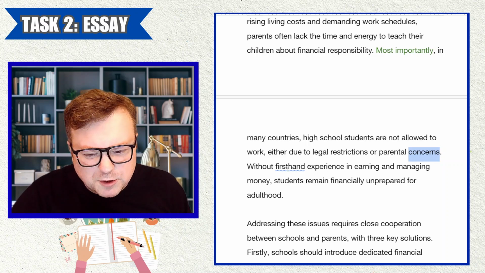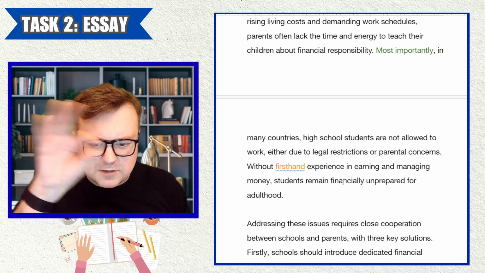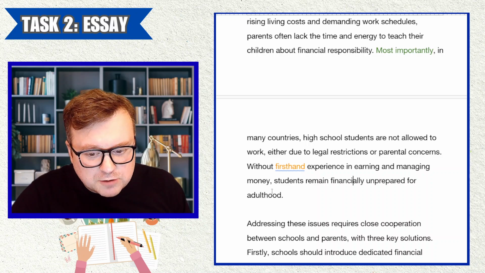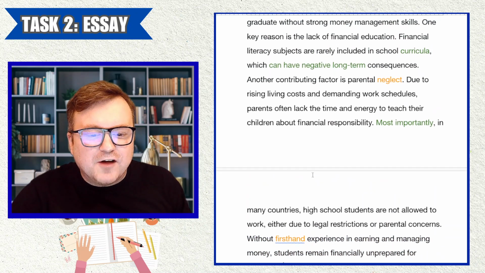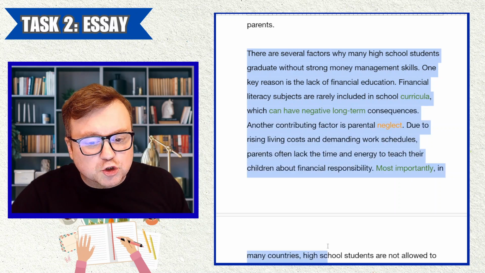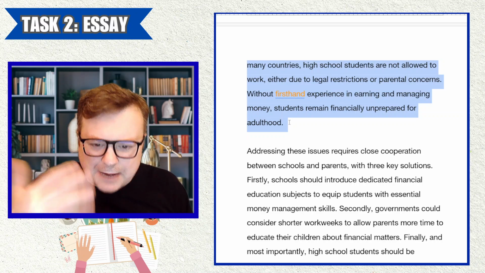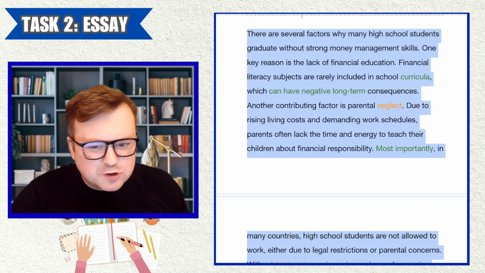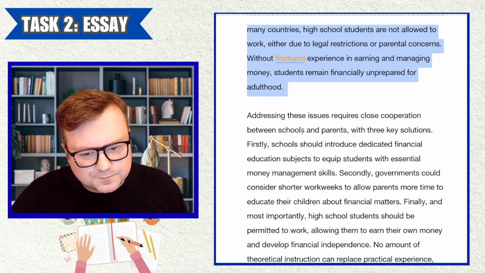Without first-hand, I would hyphenate this, put that little line, and I guess Google wants that too. Without first-hand experience in earning and managing money, comma, students remain financially unprepared for adulthood. Very logical, wonderful. If I'm super critical, I would say, the fact that you're trying to cover 3 points in this paragraph means that perhaps there's not absolutely full development, and maybe just switching to 2 reasons would give you a bit more space to work within.